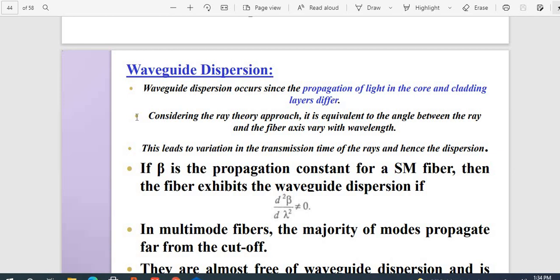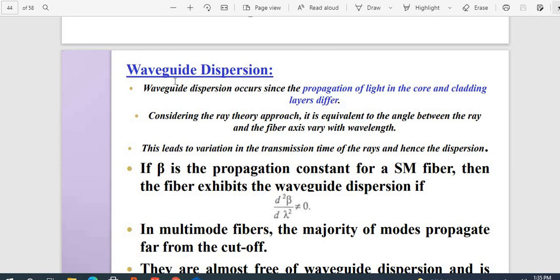Let us consider the ray theory approach. It is equivalent to the angle between the ray and the fiber axis, which always varies with respect to the wavelength. So based upon the wavelength we consider, the ray approaches at an equivalent angle, a specific angle between the ray and the fiber axis. If you get a specific angle, then you get the ray theory approach we are going to find out.